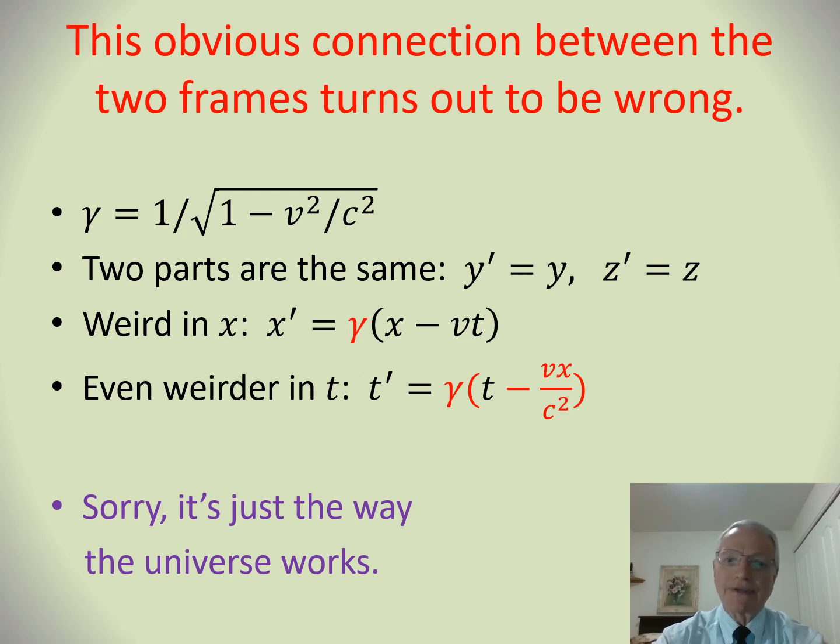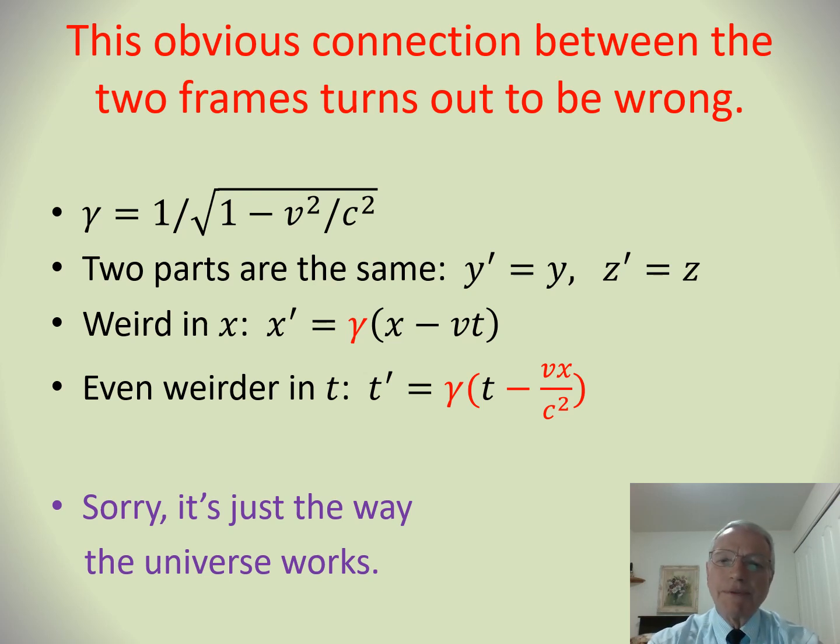You have to change it. And here's how it changes. Two parts are the same. The y coordinates and the z coordinates are the same between the two frames. At least we have that. In x, it's a little weird. It's got a piece of what we're used to. The prime frame x is x minus vt, but it's multiplied by this funny gamma factor.